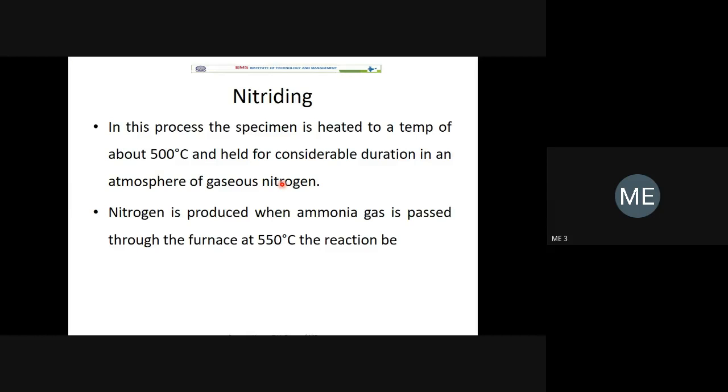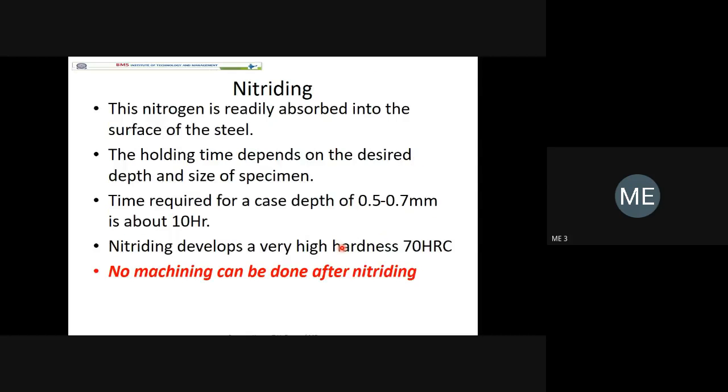Again, everywhere heating is required. The heating is normally below 727 degrees. We have ammonia, NH4, I think it is NH4. That will dissociate and finally give N atoms, nascent nitrogen.